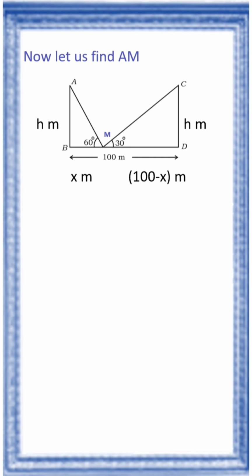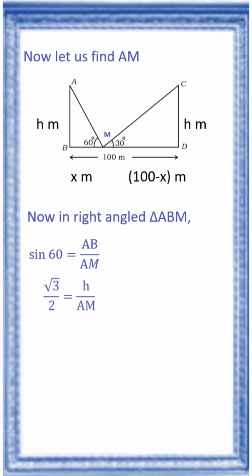Now let us find AM, the length of the wire AM. How? Observe the right angle triangle ABM, sin 60. Here also some persons used cos. If you use cos, you have to find 100 minus x once again while finding the length of CM. So I have used the sine ratio. Sine ratio is opposite side by hypotenuse, AB by AM. Sin 60 value is root 3 by 2. AB is H; symbolically I have put. We can now directly put the value.